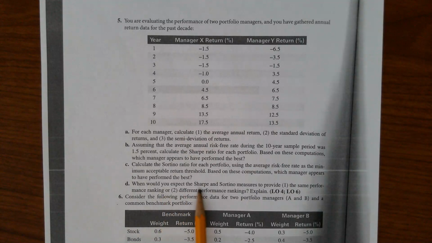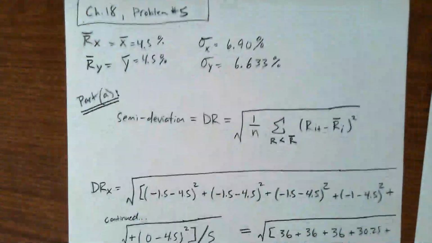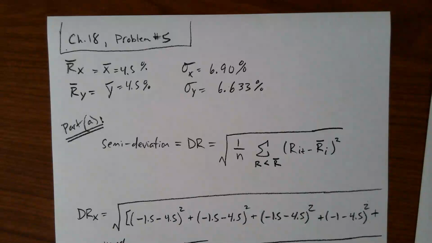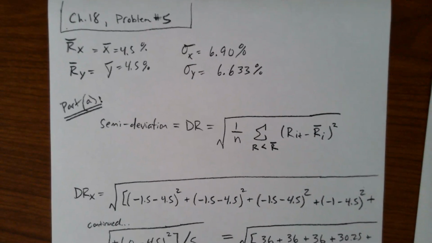And when would you expect Sharpe and Sortino measures to provide the same performance ranking or different? Right. So this is the Sortino example from the lecture. There are solutions files provided, but this one was done incorrectly in a previous version of the textbook, so I've just written it out by hand. Here's my handwritten solution, right?